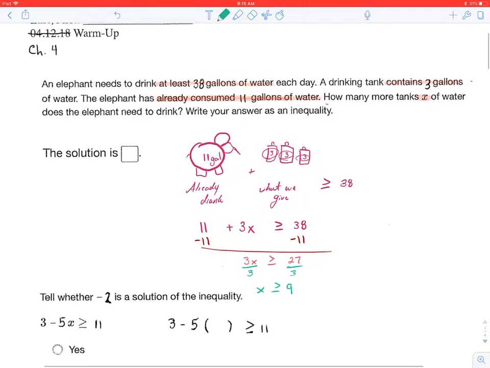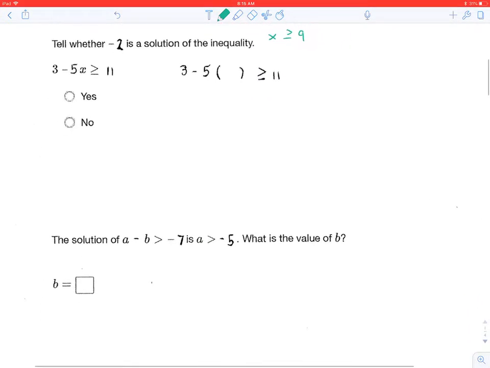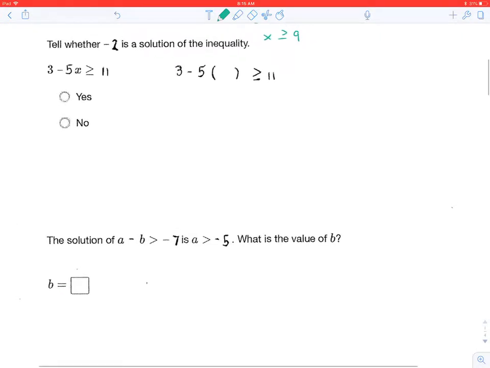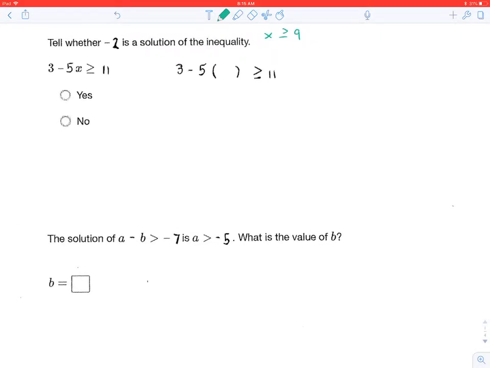So hopefully that one made a little more sense. Let's go ahead and move on to the next one. Tell whether -2 is a solution of the inequality 3 minus 5 times x is greater than 11.